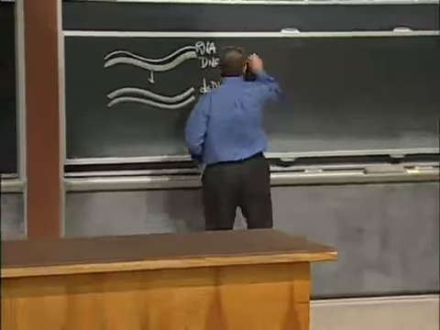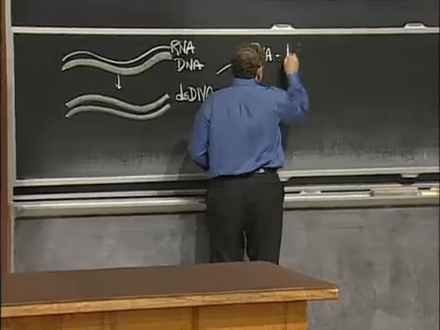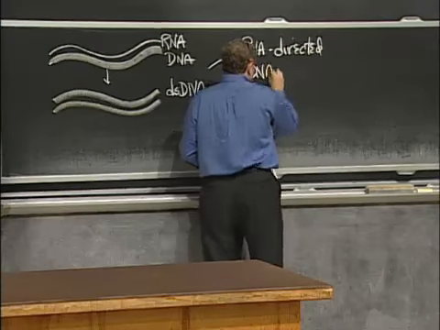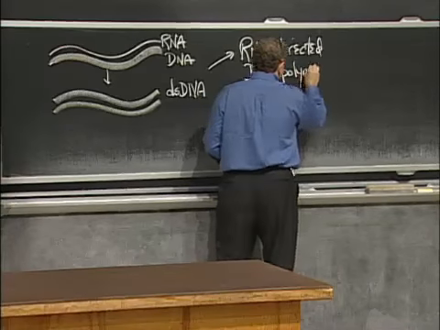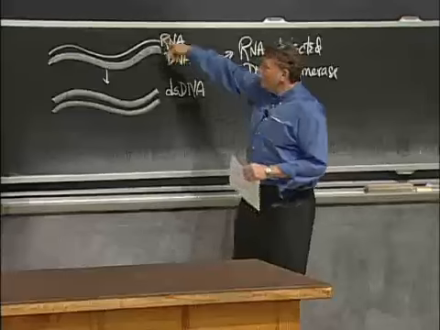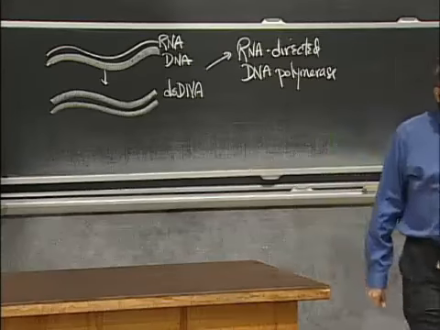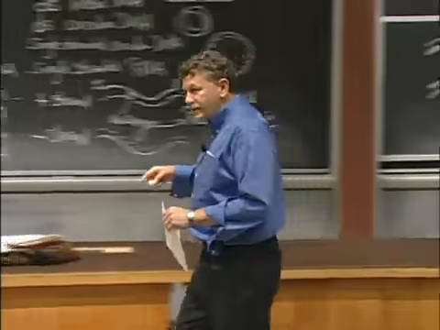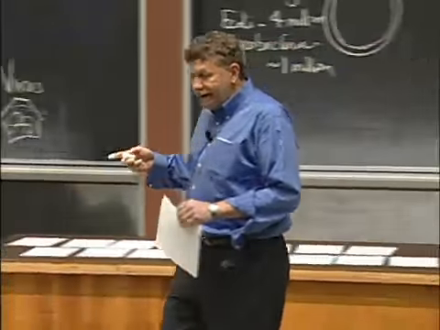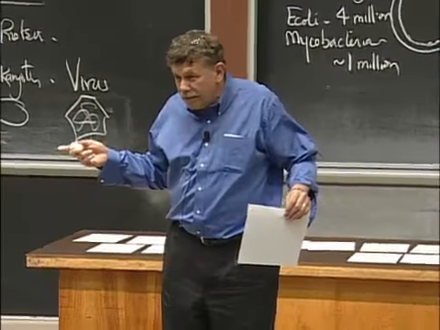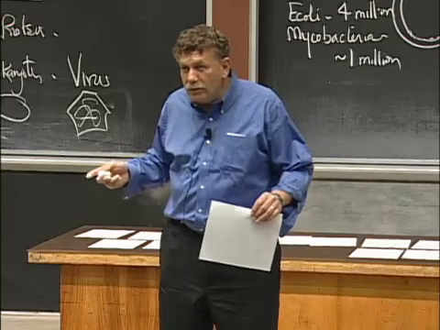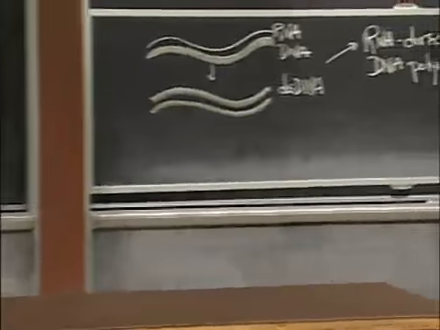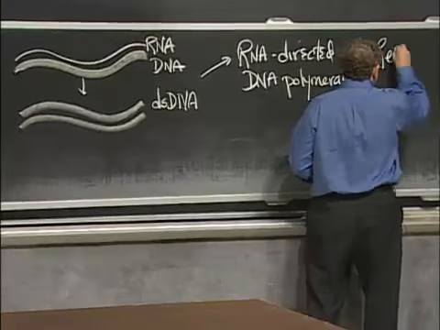So this is an RNA-directed DNA polymerase. In effect, what is this thing doing? It's doing the exact opposite of transcription. What's transcription? Reading DNA into RNA. What's this guy doing? Reading RNA into DNA. It's the reverse of transcription. What is the enzyme called? Reverse transcriptase. It's called reverse transcriptase.